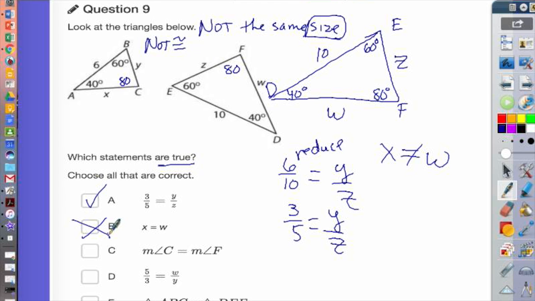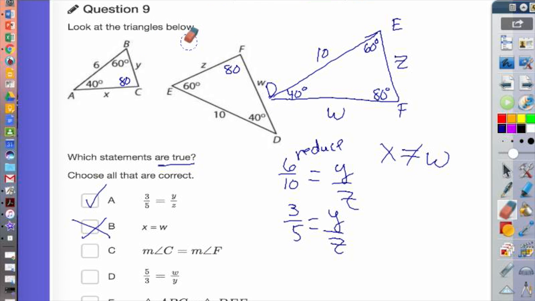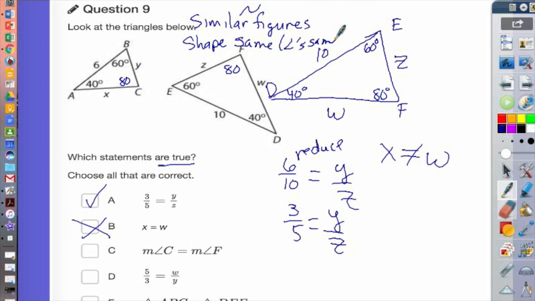The measure of angle C is equal to the measure of angle F. Okay, these figures are similar, which means the shape is the same, and that means the angles are the same. The angles are the same. So let's take a look at the position: angle C is here at 80 degrees. Angle F is 80 degrees. That's true.